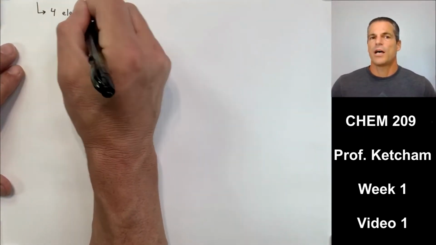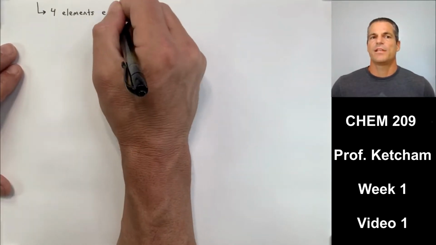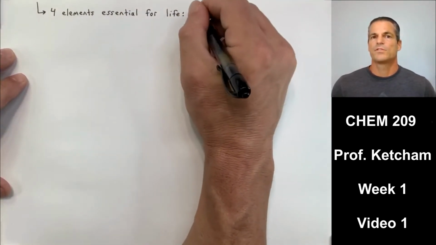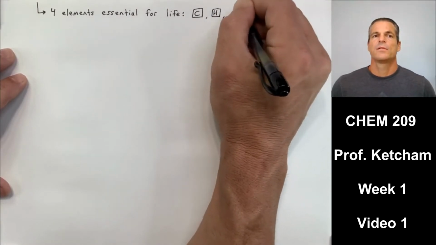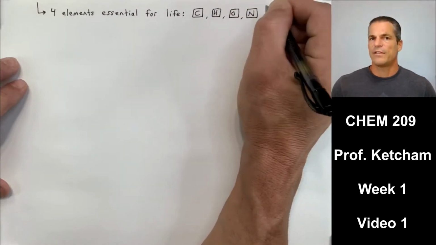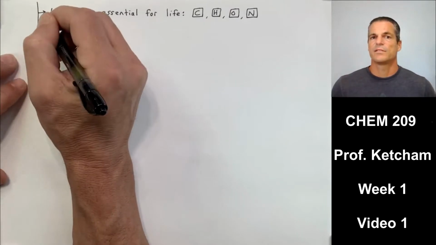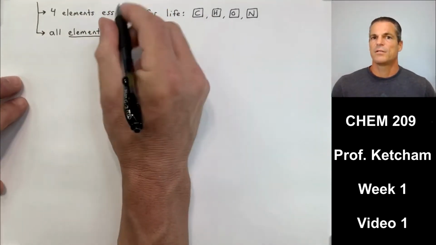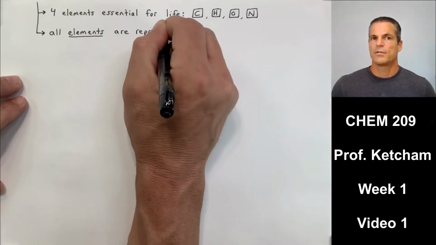Now, the top of this page of notes starts out by saying there are 4 elements of those 120 or so elements on the periodic table that are essential for life, and you've no doubt heard of these. CHON: carbon, hydrogen, oxygen, and nitrogen.